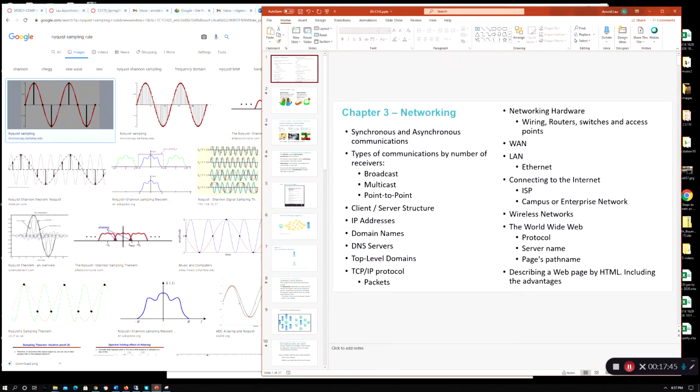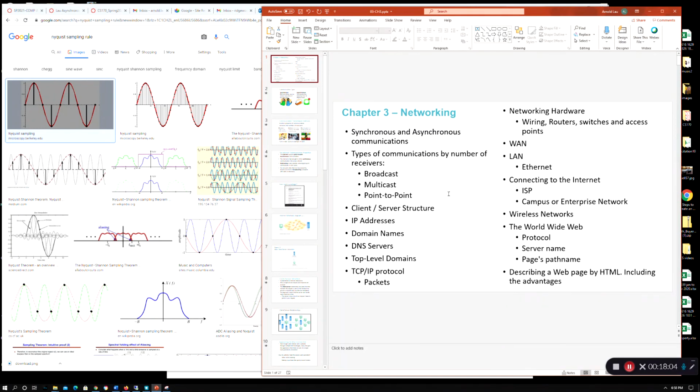You have your campus network, what you usually see at Rutgers. You have your wireless network, the World Wide Web protocol, how we look at things for addresses on the World Wide Web. And then that's when we start giving a little bit of intro on HTML.